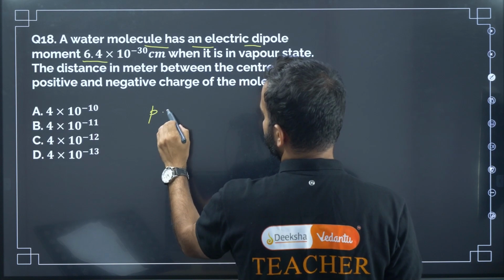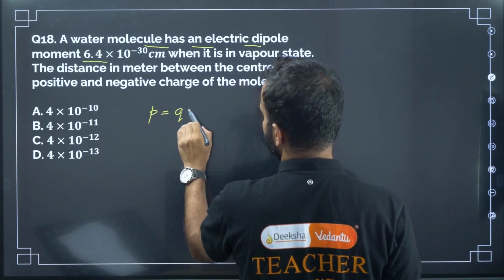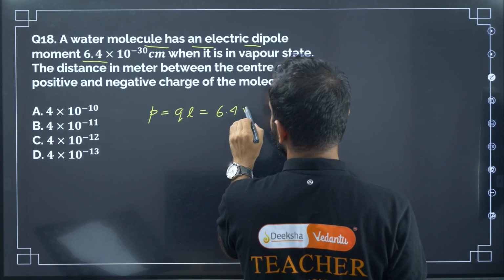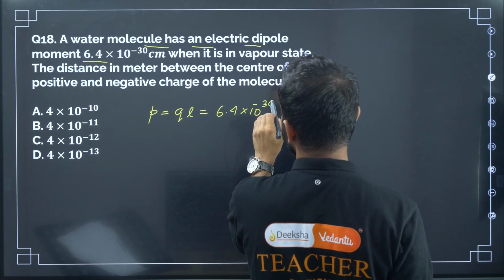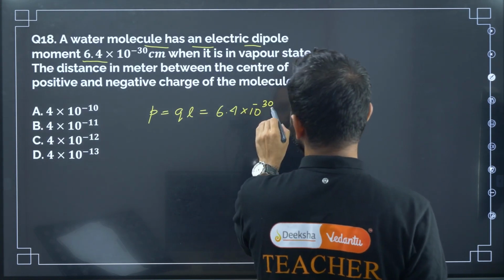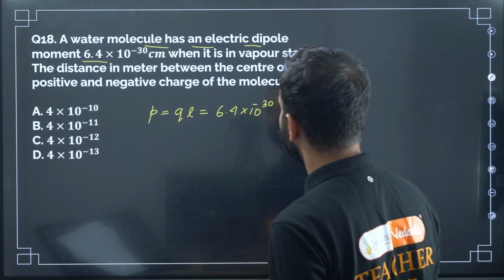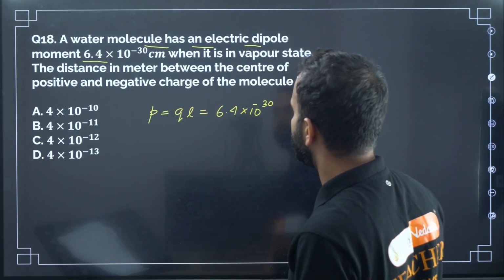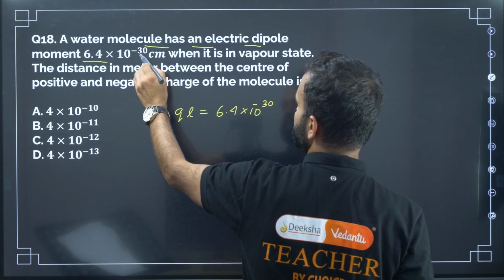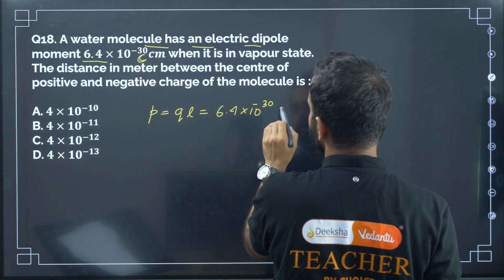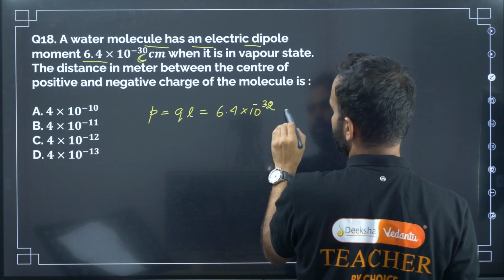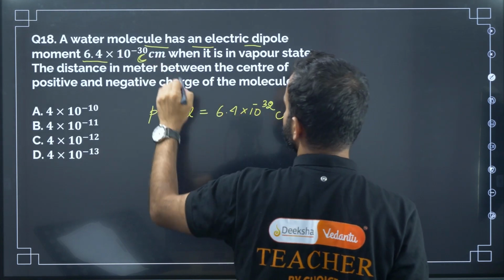Electric dipole moment P equal to Q into L, which is equal to 6.4 into 10 to the power minus 30 coulomb centimeter. Okay, so this will be 10 to the power minus 32 coulomb centimeter. This is coulomb centimeter.